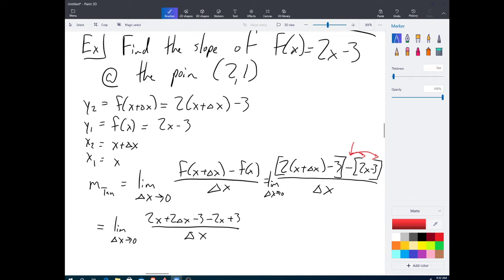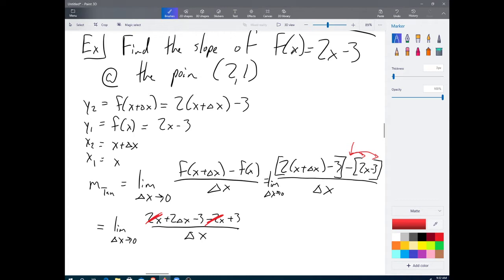Upstairs, what do you see simplifying? What can I get rid of? You can get rid of the 2x's. Mm-hmm. Or the 2x, because I've got a positive one and I've got a negative one. They cancel.